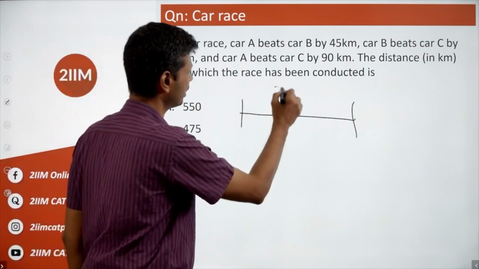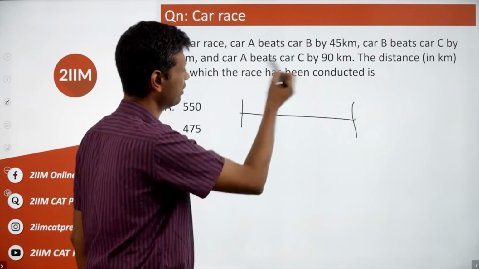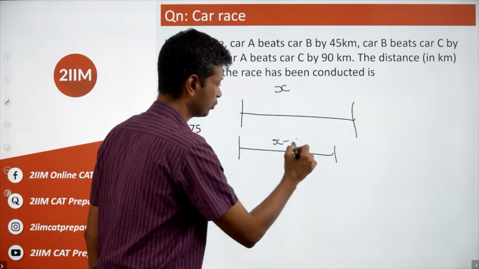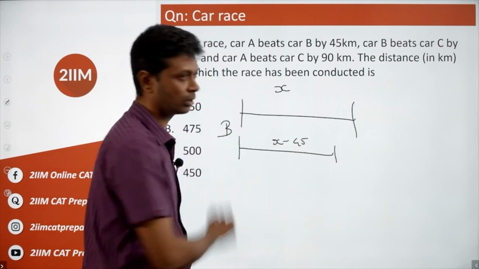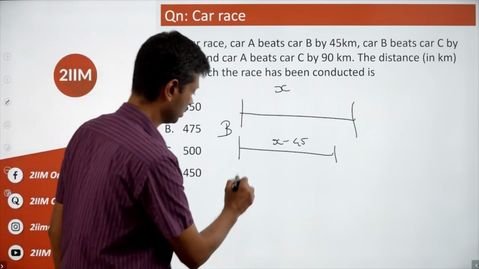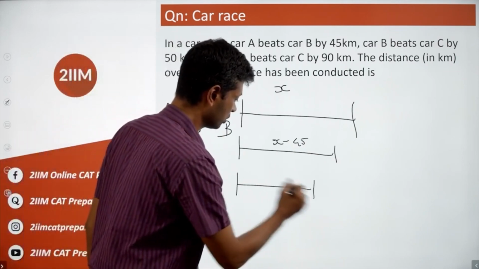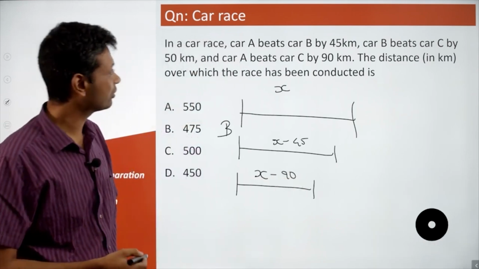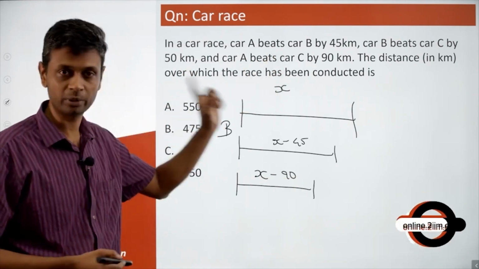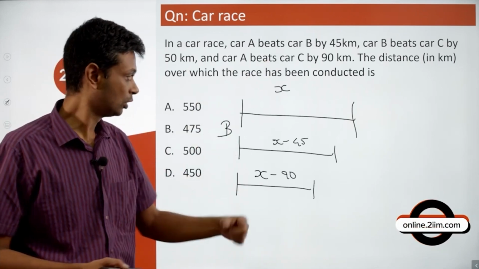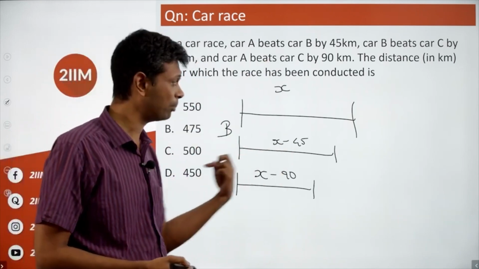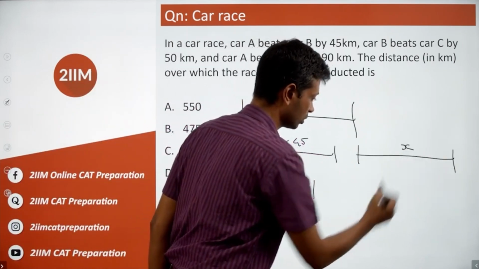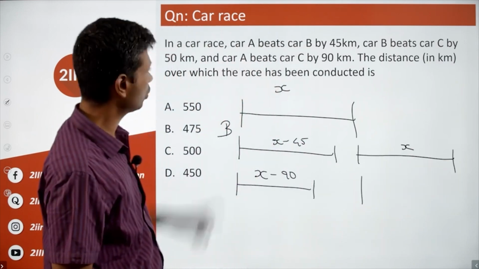And so let's assume the distance is x. When A beats B by 45, that means when A completes the race, B has done only x minus 45. A beats C by 90 kilometers, or when A completes the race, C has done only x minus 90. Right? The interesting thing here, we are told that B beats car C by 50 kilometers. That means when B completes the race. So we can't compare this state. B should have completed the race, or when B finishes the whole thing, C would have done only x minus 50.